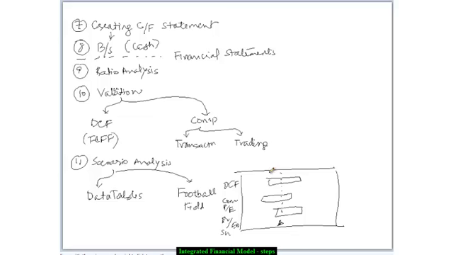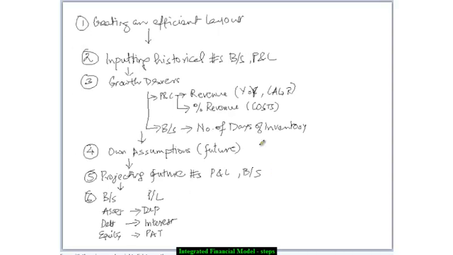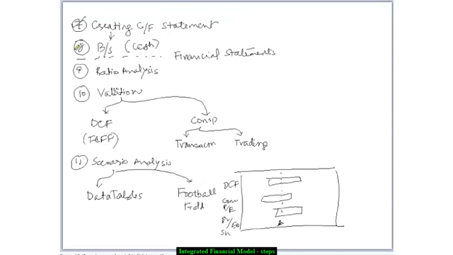So these are the various steps that we would be following while creating a model. This is just in a nutshell. Just to summarize, the first part is to create an efficient layout. Then you input your historical numbers. You calculate your growth drivers. Then you create your assumptions. You project your future P&L and balance sheet. Whatever numbers cut across your P&L and balance sheet, you project them separately. Then you create the cash flow statement. You link that to the balance sheet. You calculate the ratios. You do the valuation, and you do a scenario analysis. So these are the steps that we would be following while creating a model.